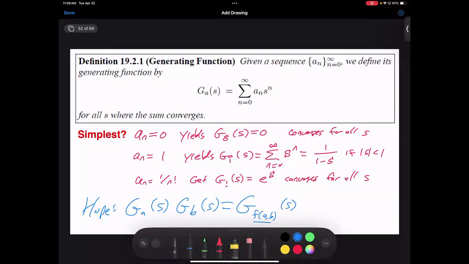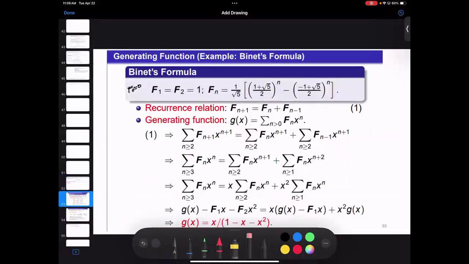If I give you a sequence A and a sequence B, should there be a nice formula for g of A plus B? Well, that should just be the sum. So if I just add two sequences, it doesn't seem like the generating function is going to be particularly nice if I'm just adding them, coefficient by coefficient. But maybe there's other ways to combine things.